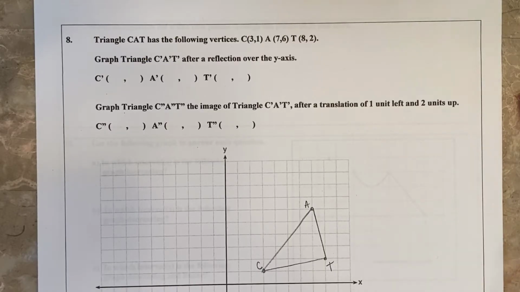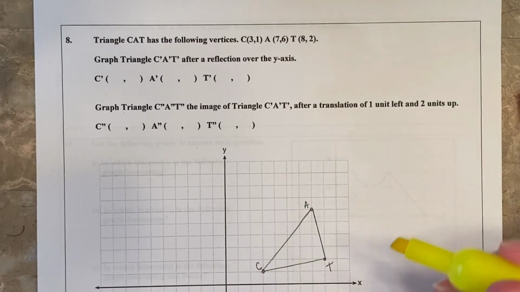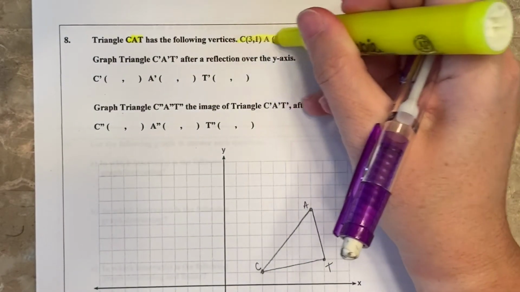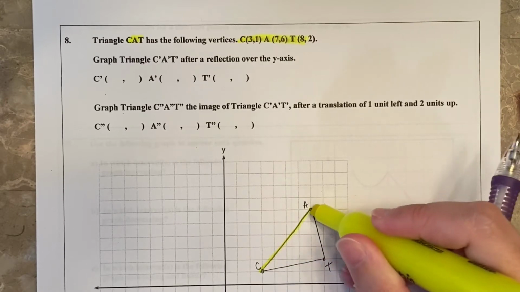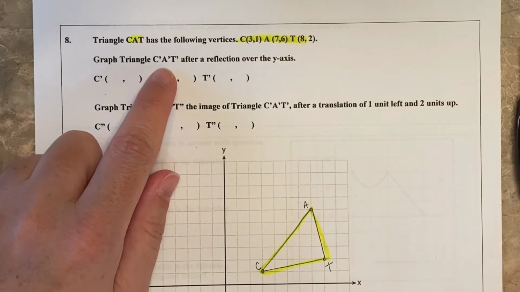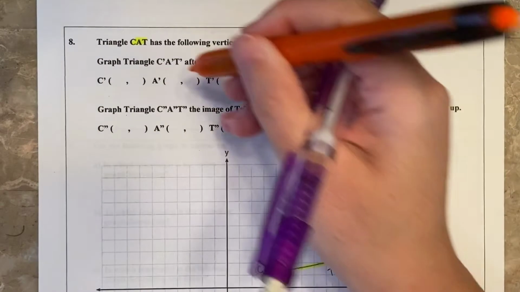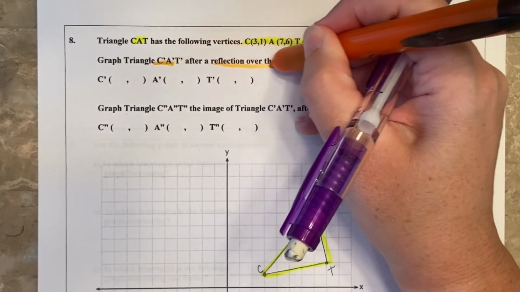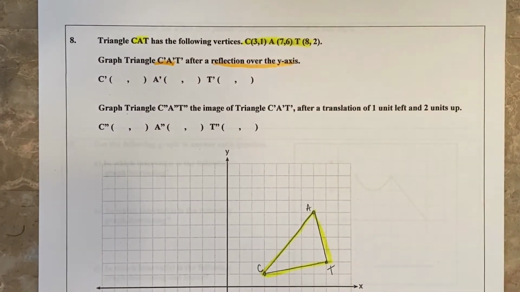All right, question number 8. Triangle CAT has the following vertices. So that's the original one that's right here. Okay, 3, 1, 7, 6, and 8, 2. So now we want to graph triangle C prime, A prime, T prime. And that's going to be our image. That's going to be reflection over the y-axis, okay?